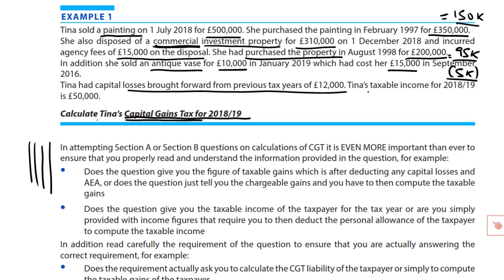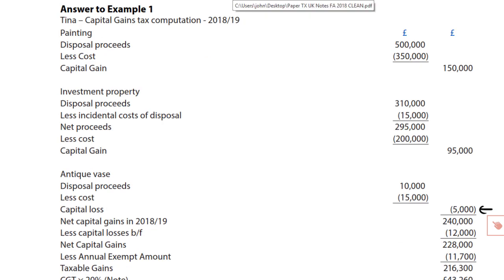Well, we can see here that Tina's taxable income, note there, not income, but taxable income, i.e. we've already deducted the personal allowance to derive the taxable income for our tax year 18-19, is £50,000. So with taxable income of 50,000, she's clearly a higher rate taxpayer. Therefore, the tax rate based on that level of income is going to be 20%. All we've got to do now, therefore, is put it together. Now, hopefully you've already done that, but let's just look at our figures.